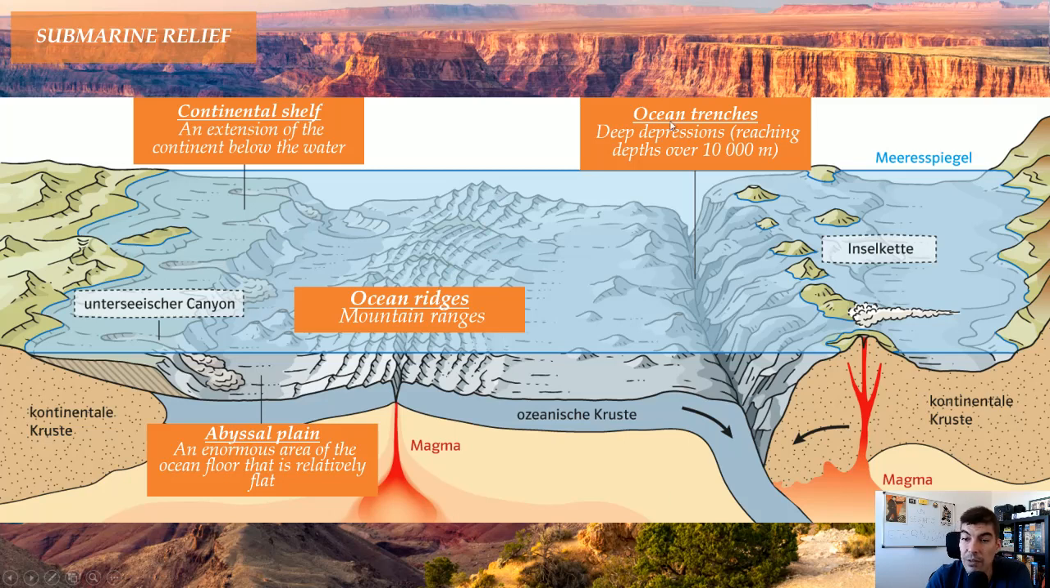And finally, we have ocean trenches, trincheras oceánicas, which are deep depressions that reach depths over 10,000 meters. Okay, these are formed because of the contact between two tectonic plates. These 4 features we have to know, okay?